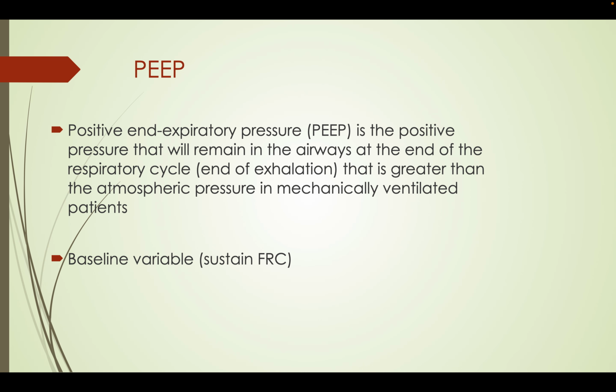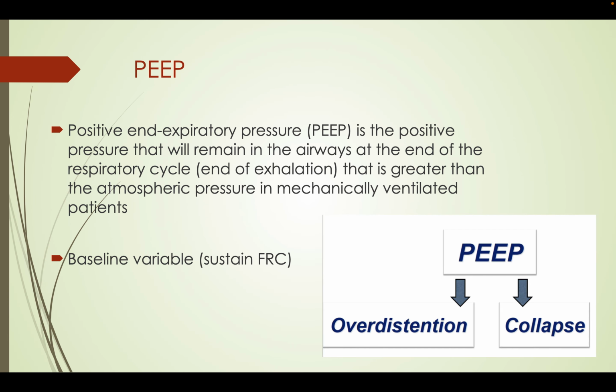Now PEEP is a positive pressure that remains in the airways at the end of the respiratory cycle, or at the end of expiration, which is greater than the atmospheric pressure, and that is how it helps to inflate the alveoli and prevent them from collapsing. PEEP can also be responsible for overdistension, and it prevents the collapse.